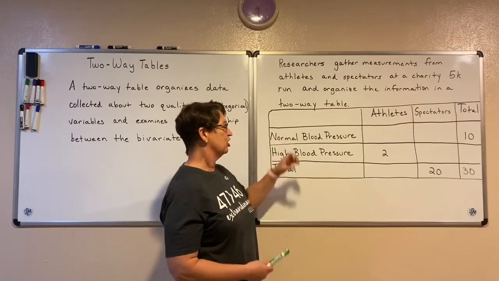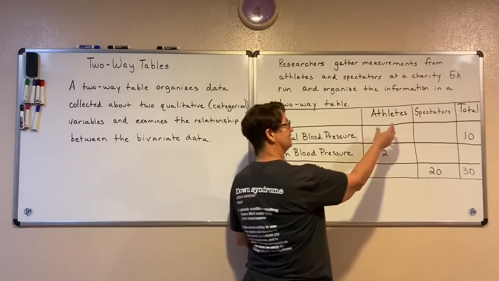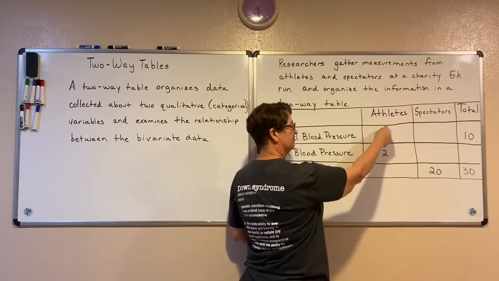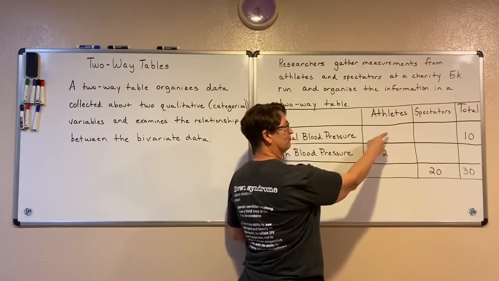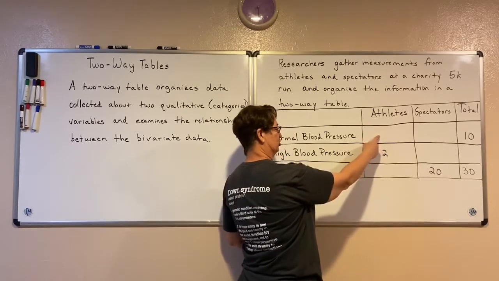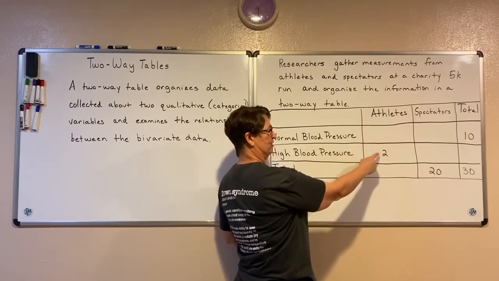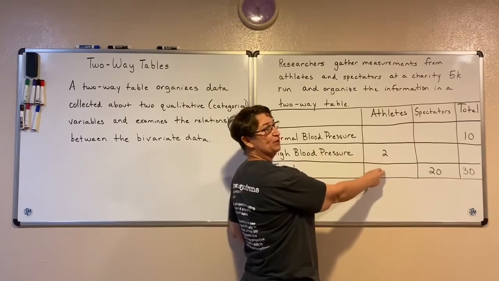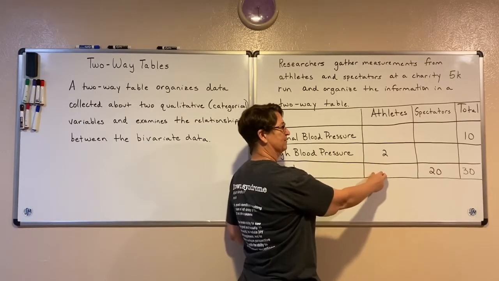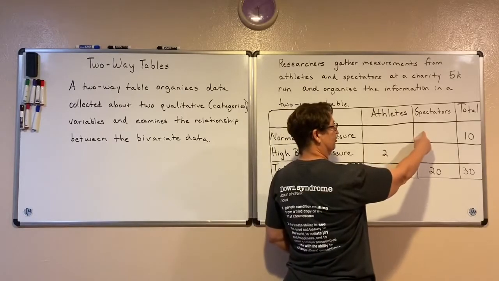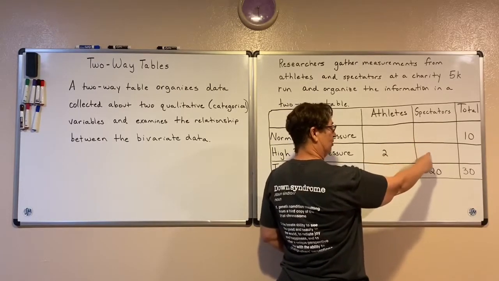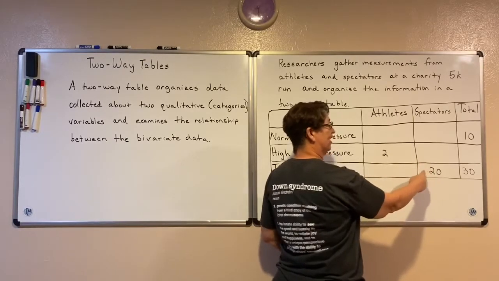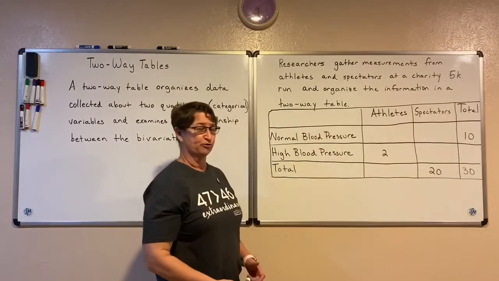In a two-way table, your columns should always add up. So the number of athletes with normal blood pressure and the number of athletes with high blood pressure should add up to be the total number of athletes. Your number of spectators with normal blood pressure and the number of spectators with high blood pressure should add up to be the total number of spectators.